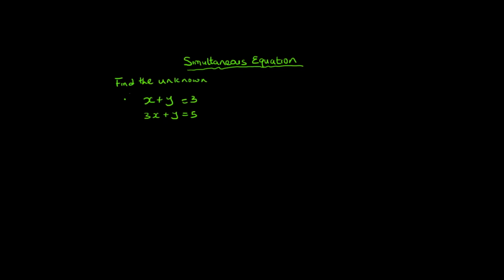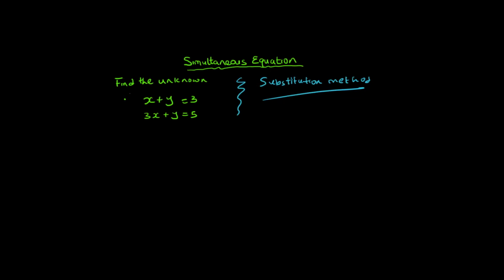All right, we are told to find the unknowns, and we're given two equations: x plus y equals 3, 3x plus y equals 5. The first thing I need you to note before I solve this is that there are various methods of solving simultaneous equations. In this video, we are going to be looking at the substitution method. In subsequent videos, we are going to be considering other methods. So let's solve this question.